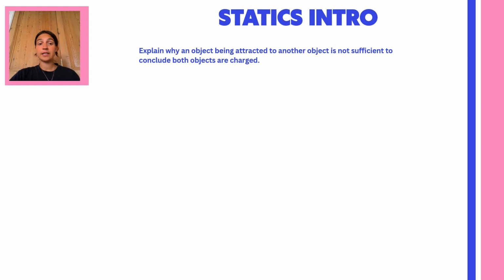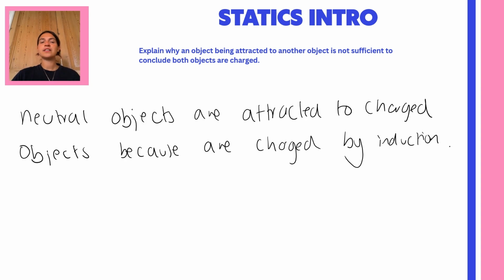Okay, next question. Explain why an object being attracted to another object is not sufficient to conclude that both objects are charged. So this is because you can have neutral objects that are attracted to charged objects because of this idea of being charged by induction. When you bring a charged object towards a neutral object, you will actually induce a little charge in that neutral object, just like our balloon and our water in that earlier slide.